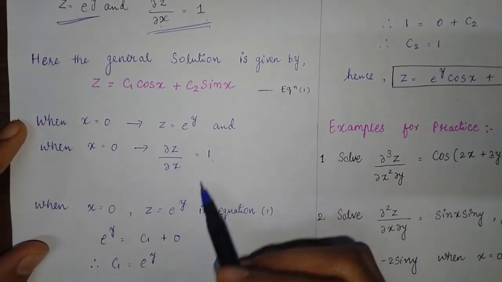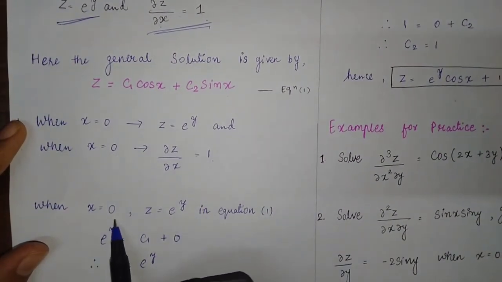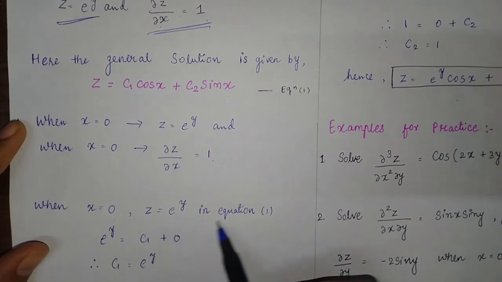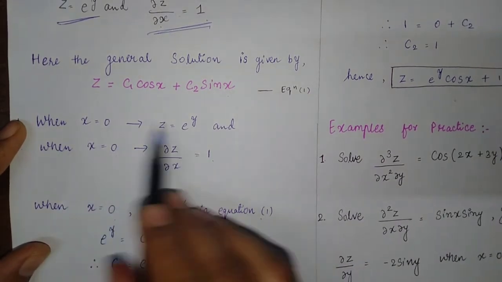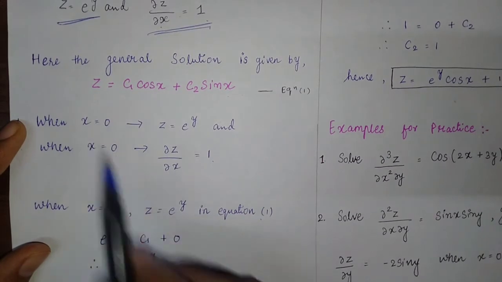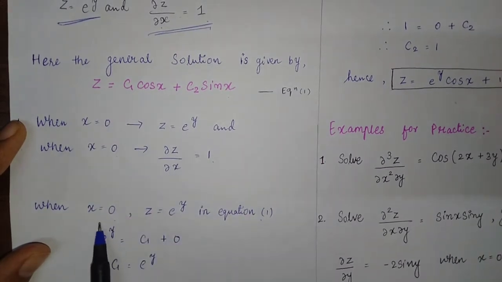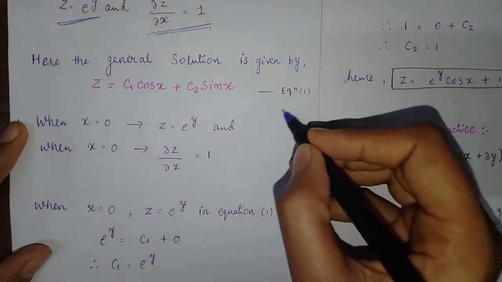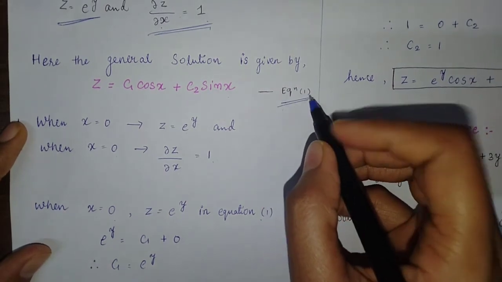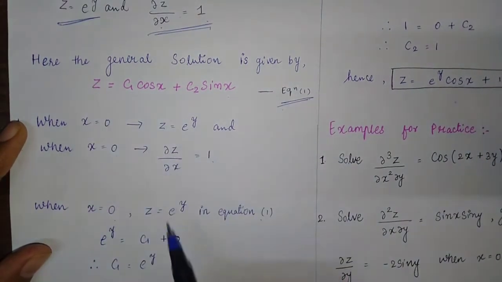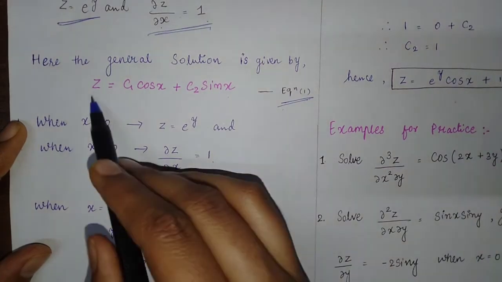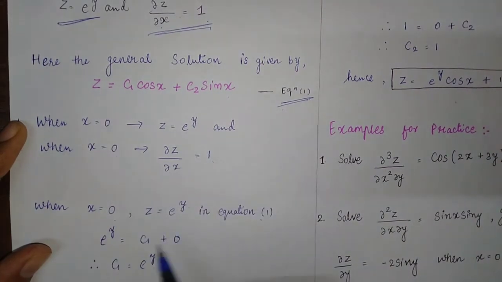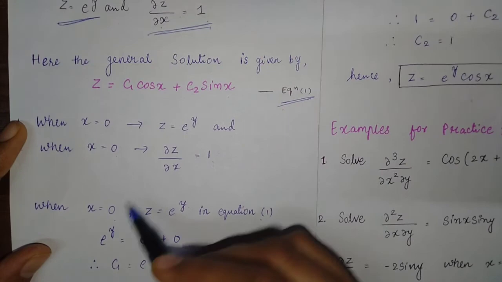So whenever you put x equal to 0 and z equal to e raised to y in equation 1, these are both the conditions. Okay, so whenever you put x equal to 0 and z equal to e raised to y in this equation, equation 1, then you will get, in place of z, e raised to y, so e raised to y equal to c1, and in place of x we put 0.